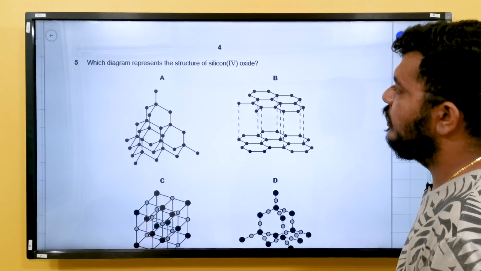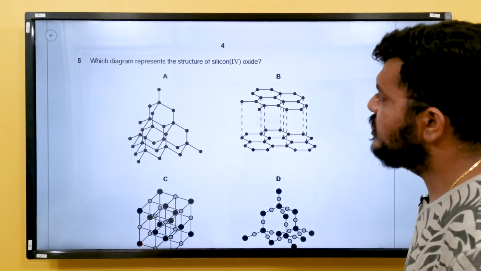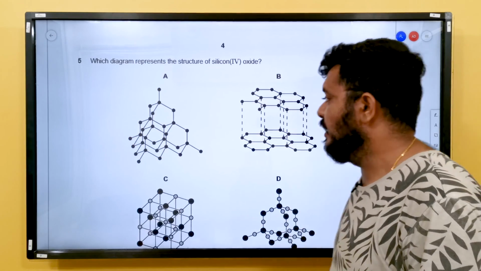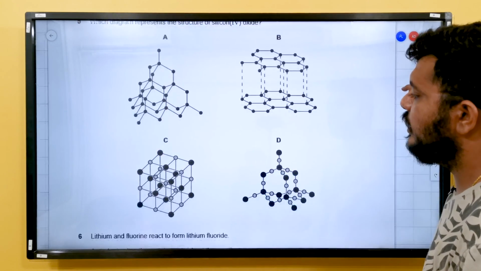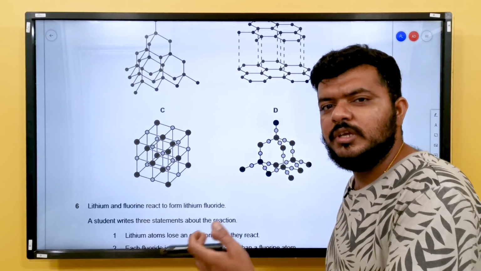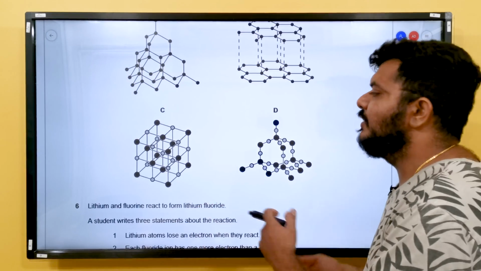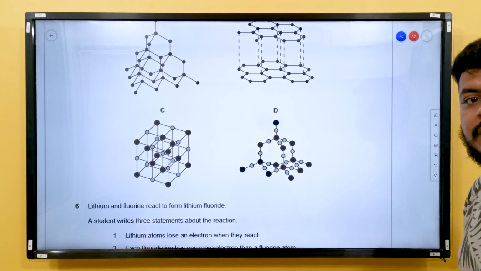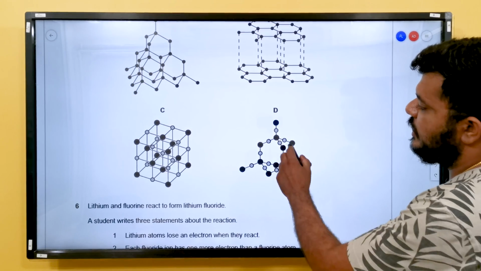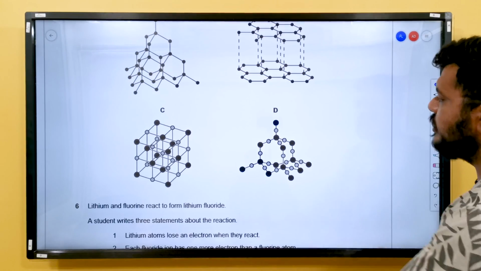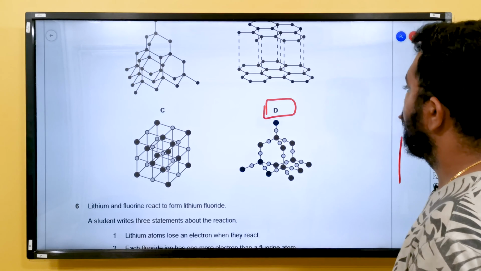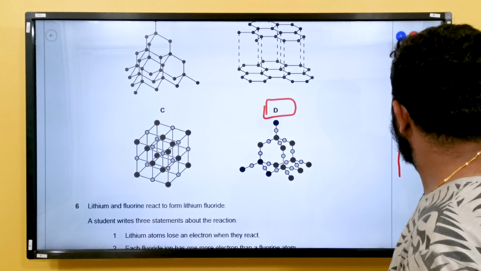Okay, let's find out what question number 6 is. Which diagram represents the structure of silicon(IV) oxide? This first one is diamond. The second one is graphite. The third one is sodium chloride, or for that matter any ionic compound, both having valency 1. Here this is a compound which contains 2 elements and as you can see they are in ratio 1:2. So this must be silicon(IV) oxide, SiO2.